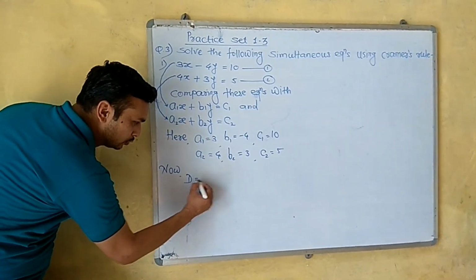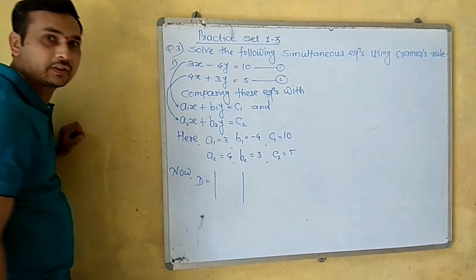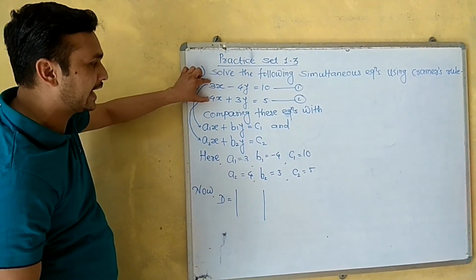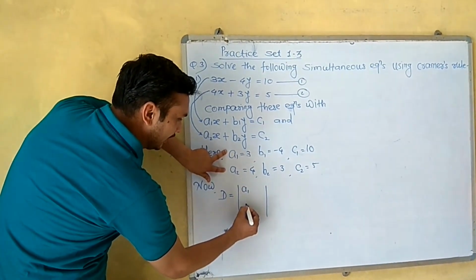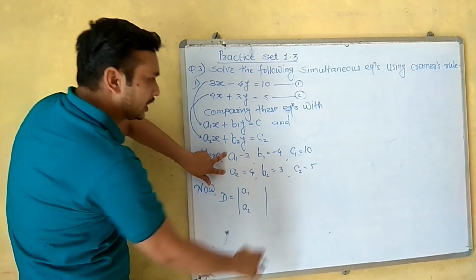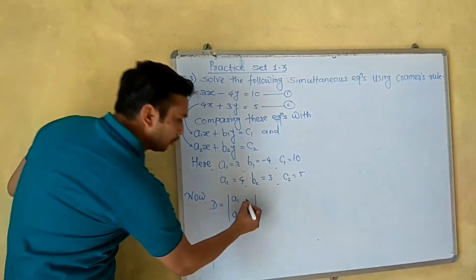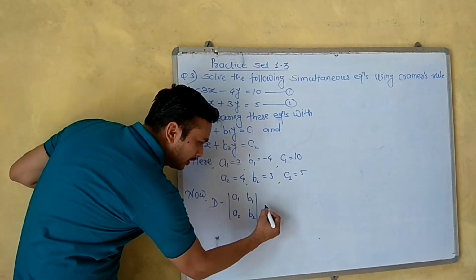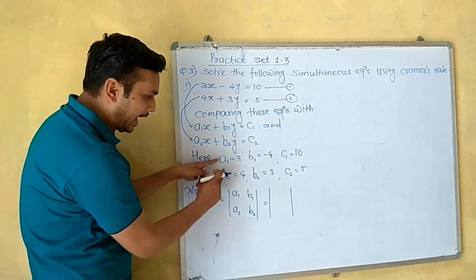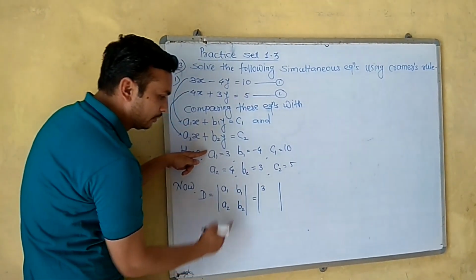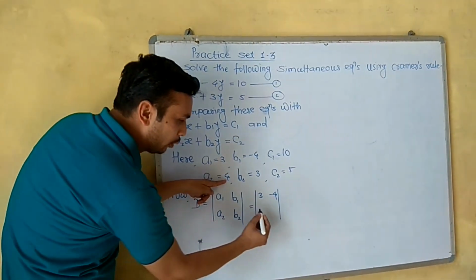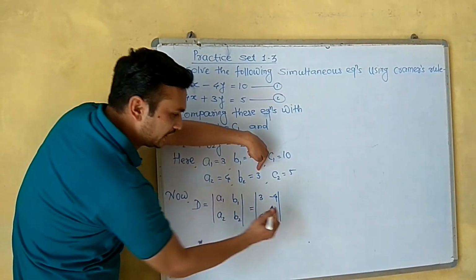So D equals determinant of, in the first column, coefficients of variable x, a1, a2. In the second column, coefficients of variable y, b1, b2. That is equal to the determinant of, now put the values. a1 means 3, b1 means minus 4, a2 means 4, and b2 means 3.